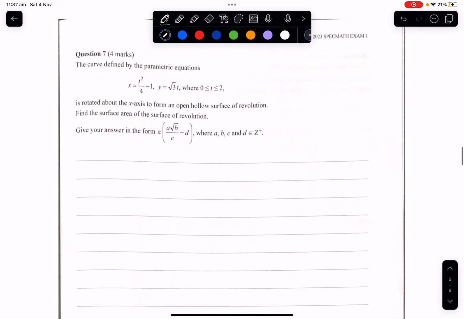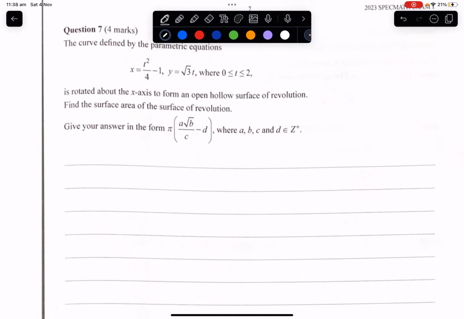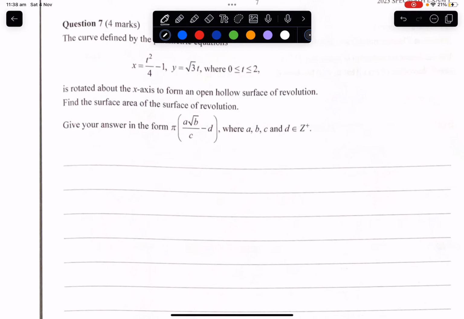The curve defined by the parametric equations is rotated about the x-axis to form an open hollow surface of revolution. Find the surface area of the surface of revolution. What was the surface area formula? I think it was the integral from t1 to t2.